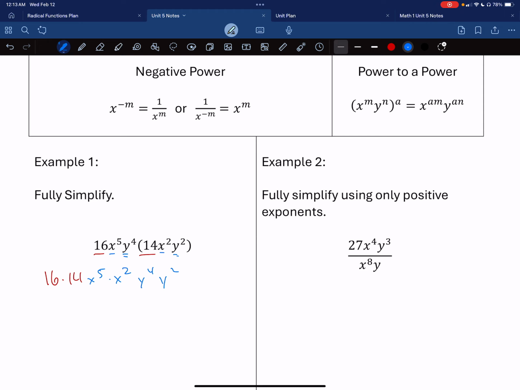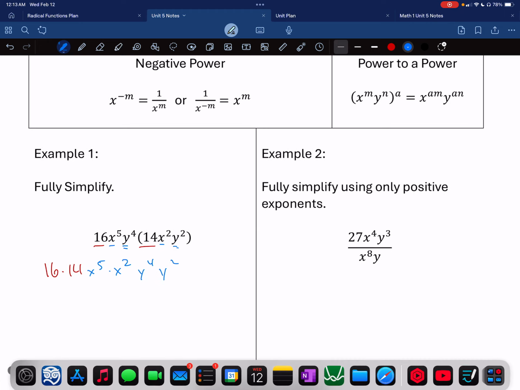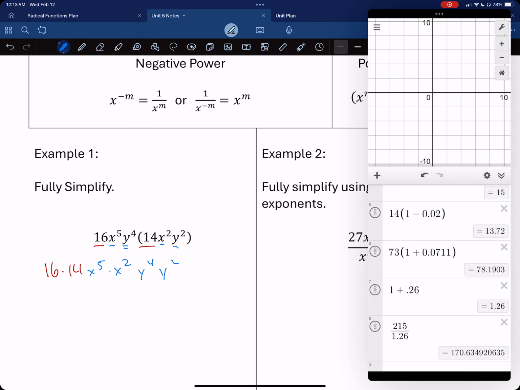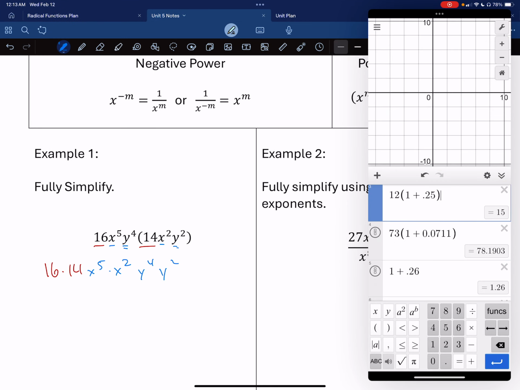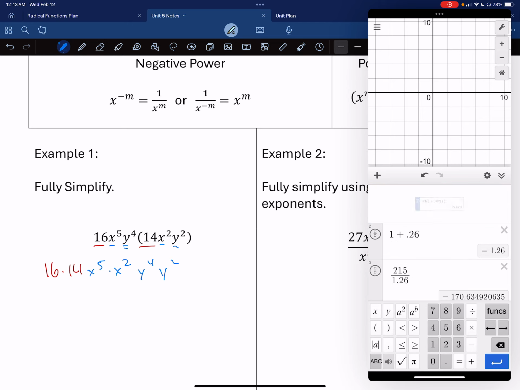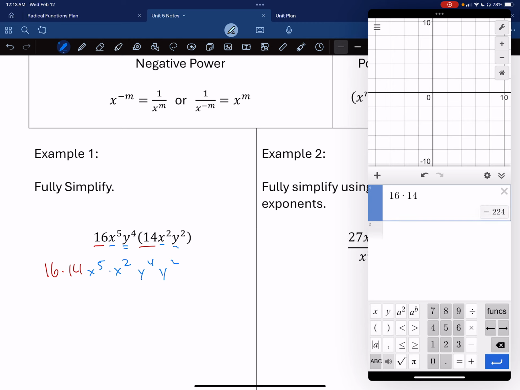If I do 16 times 14, let me go ahead and pull up a calculator really quick. We have 16 times 14. It's going to be 224. Then we have x to the 5th power times x to the 2nd power. We're just going to add 5 plus 2, and that's going to end up being x to the 7th power. And 4 plus 2 is going to end up being y to the 6th power. Right? That's example 1. Okay. Should we review?